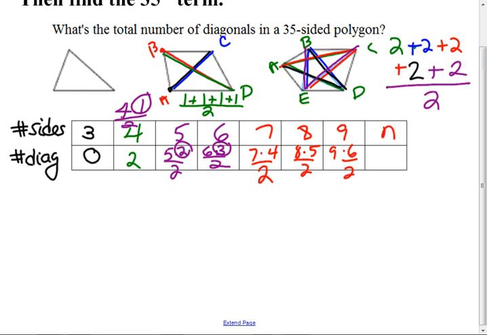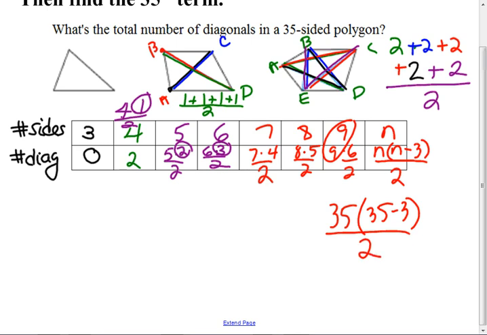So what's n? Well, what's the first factor or number? N. And how do you relate these guys? You just did on the last page. N minus 3 divided by 2. Now you can put the 35 in. So it's 35 times 35 minus 3, or you could say 32, I don't care, divided by 2, and I don't care if you multiply it.